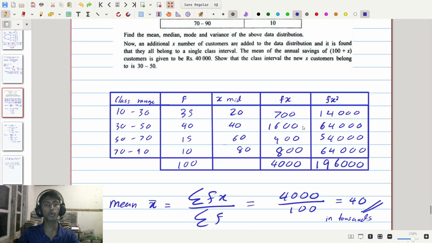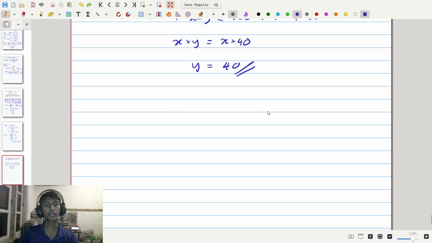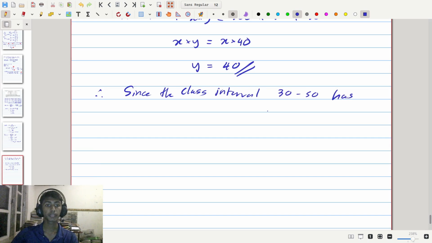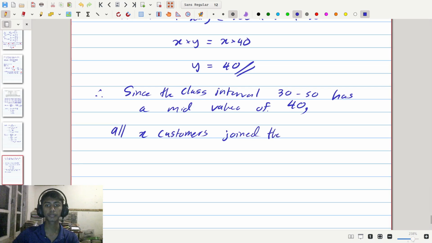So we can see that therefore, we can go down and say something like, therefore, since the class interval 30 to 50 has a mid value of 40, all x individuals, all x customers joined the 30 to 50 class. And that is going to be the end of our question.